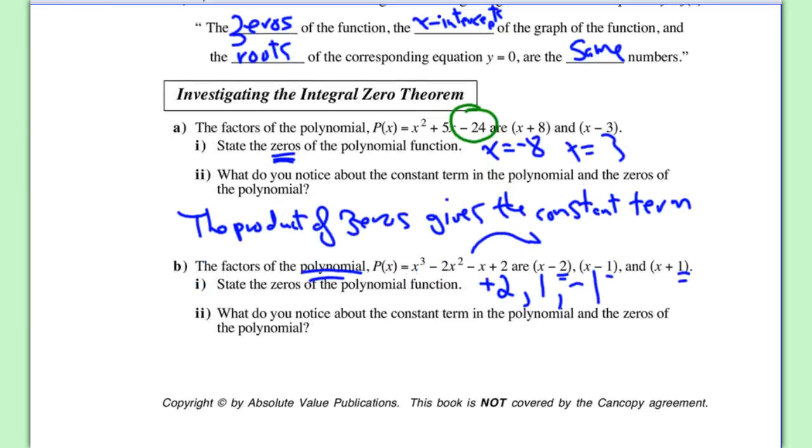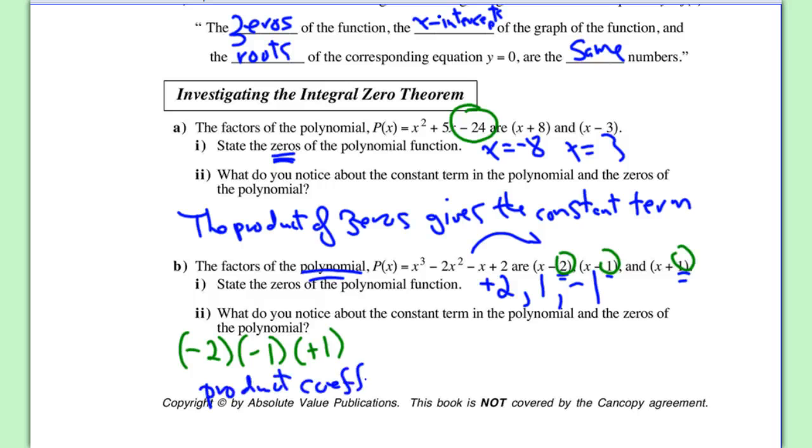If you look at these coefficients that gave you the zeros, and that's really the word we should be using here. When you look at those coefficients of those factors, not the zeros, -2 and -1 and +1, when you multiply those together, the product of those coefficients of those factors gives the constant term. And so that's going to be important.